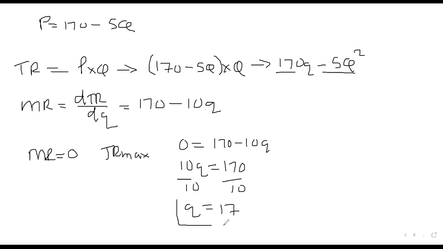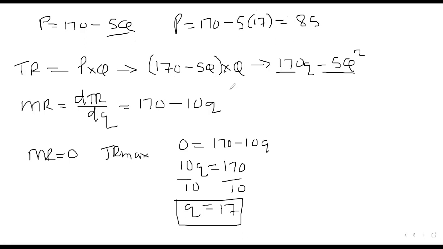So this Q, when you put it in the values here to find the P, we just substitute there. 17 there, we're going to find our price as what? 85. So we have optimized. Whenever they ask you to optimize total revenue, they're asking you to find the price and quantity that will give you the highest revenue. So price is 85 and quantity is 17. So this is what we call optimization.